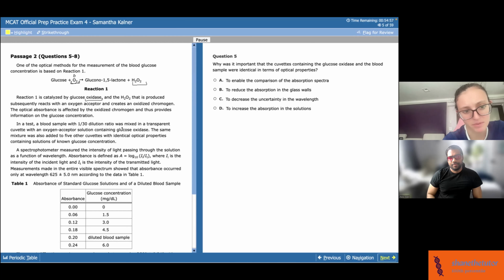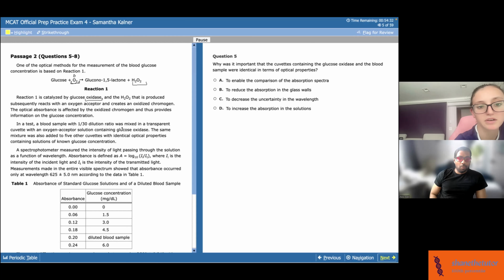In a test, a blood sample with a 1:30 dilution ratio. Tell me what that meant. Just what you read in that second paragraph. So the chromogen that got oxidized gives us the information they're looking for on the glucose concentration. They do this reaction in order to measure it. So they do the reaction, but then what happens?